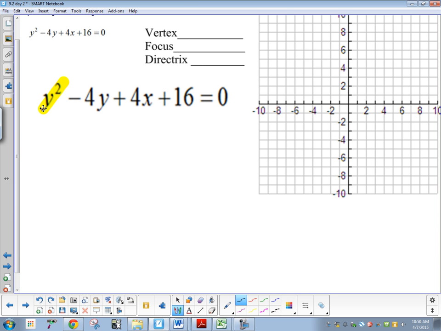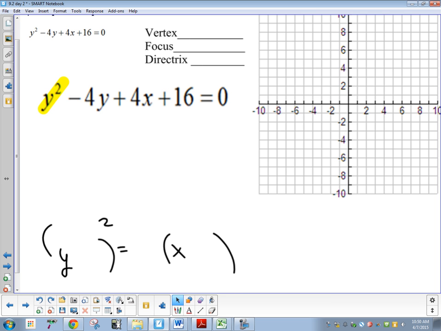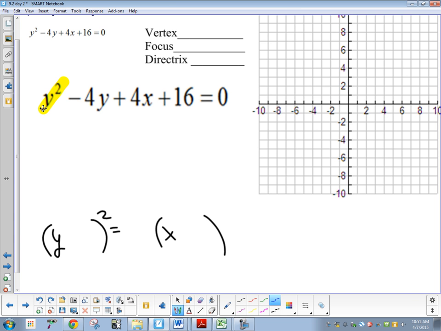Okay? That means, in the end, since it's a y squared problem, it's going to be y squared equals x. We would look at our formula sheet and remind ourselves, oh yeah, that's what a parabola looks like. Okay? So in the end, I want it to look like that. To get to that point, the first thing we got to do is organize it and add some blanks.